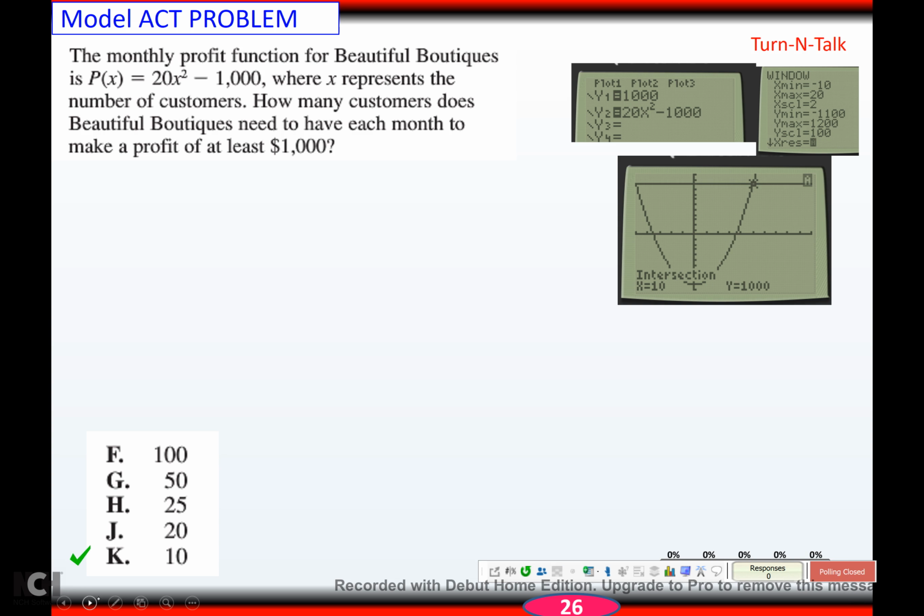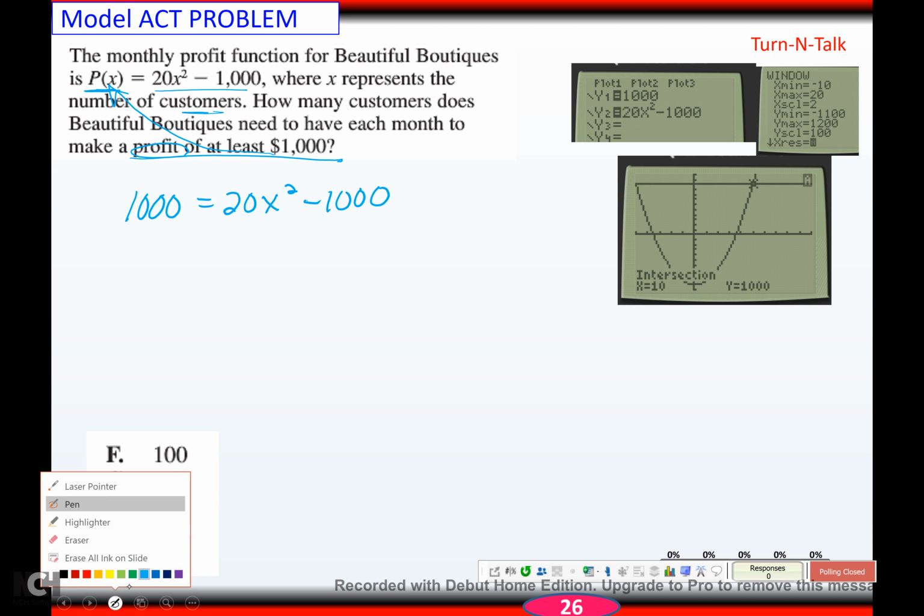And hopefully you get 10. So it says the monthly profit function for Beautiful Boutiques is P of X, meaning profit, equals this function, where X represents the number of customers. How many customers does Beautiful Boutiques need to have each month to make a profit of at least 1,000? So they're telling you they want your profit to be $1,000 equals 20x squared minus $1,000.